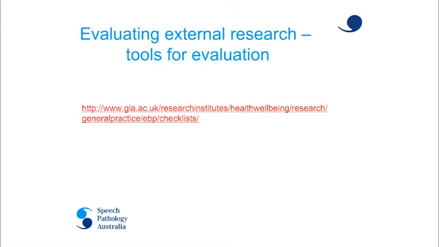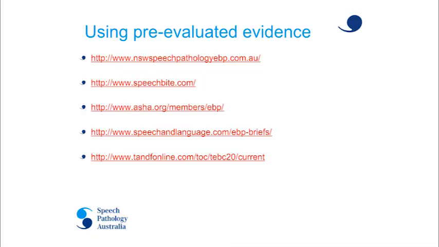There's no doubt that evaluating the evidence takes some time, so it's useful to be able to look at evidence that has been evaluated for you. Let's do that now. The slide on your screen now provides you with links to a number of sites where you can find evidence that has already been evaluated. You can search these sites in various ways. Some of them I hope you're familiar with already. The second link takes you to SpeechBite, an Australian initiative that's available internationally and is supported by Speech Pathology Australia. You can search this site to find evidence in a number of different areas.